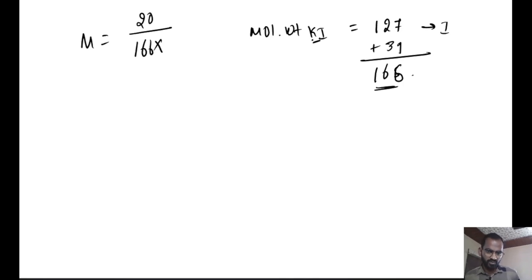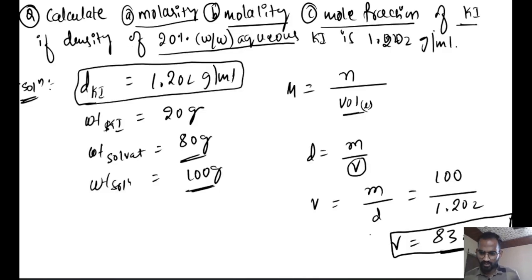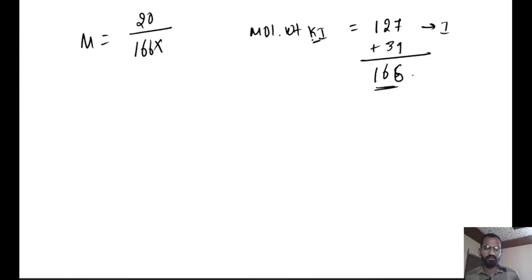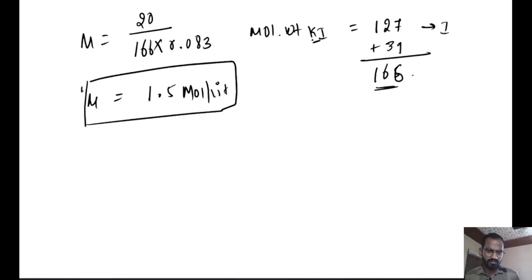And how much volume did we get? We got 83.33 ml, and in liters it will be 0.083. So this is the volume. We will get approximately this molarity after calculating all these things. You calculate yourself. By calculating, we will get around 1.5 molarity, that is mole per liter. This is the first answer we got.